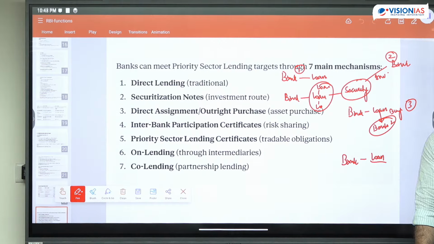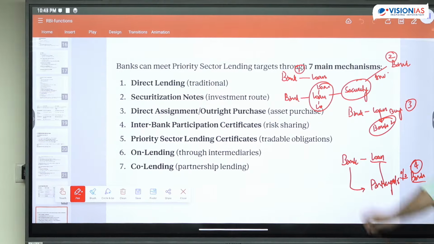Loan outright has already been done. Once I have done it, now do you want to participate in this loan for a particular percentage? This percentage, if they participate, will also be counted as priority sector. Direct securitization, direct buying and participation once the loan has been made. Then there is the priority sector lending certificate.